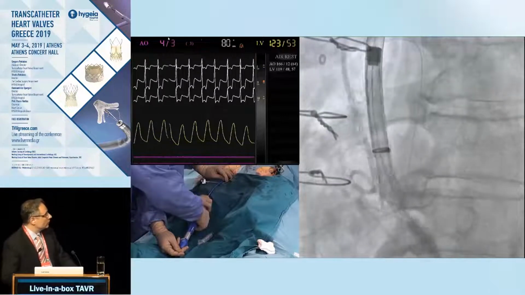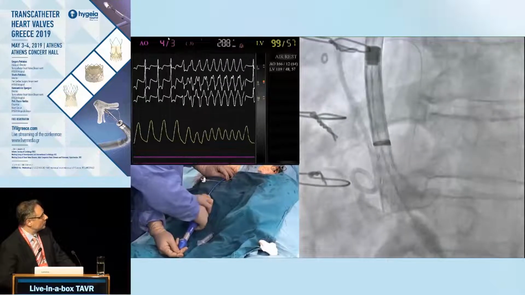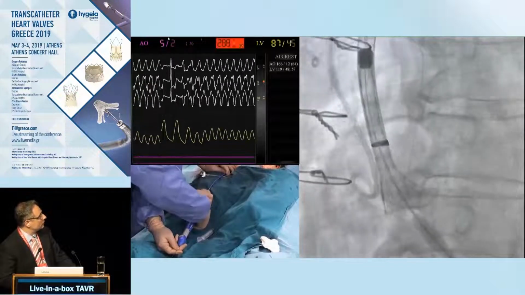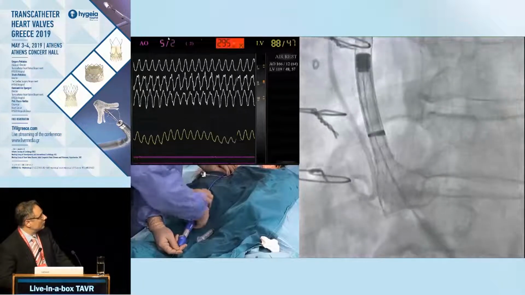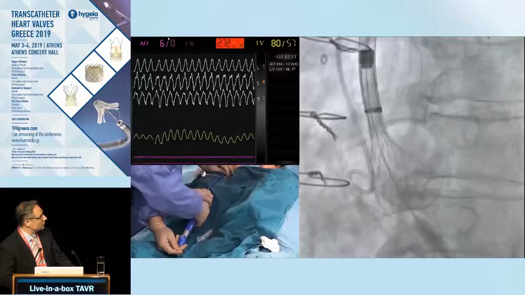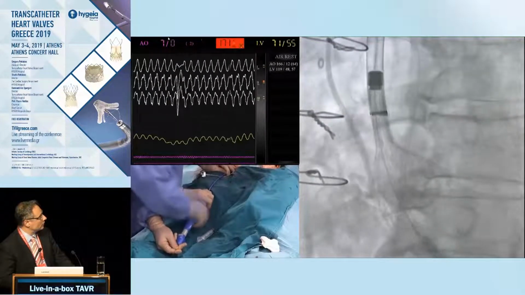Usually we don't need rapid pacing during such a procedure. We want to avoid rapid pacing. We know according to data that multiple rapid pacing can affect the mortality. However, in that case, it was important to stabilize, eliminate the movement due to the cardiac output.